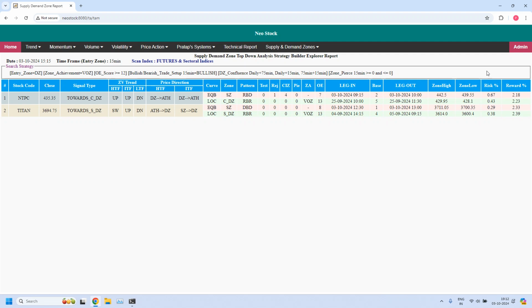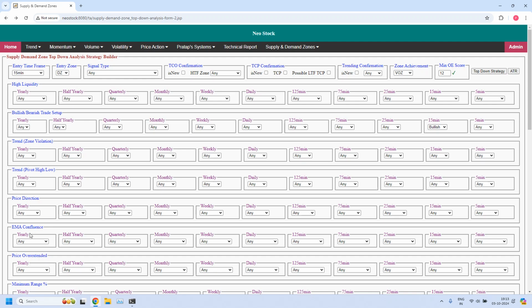2 stocks are filtered. That means the 15 minute zone is part of the 75. Again, both together are part of the daily zone. Only 1 stock is having an uptrend. If this has daily EMA confluence, it could be a high probability setup. Let's verify. In the EMA confluence, daily time frame, daily demand zone with daily EMA confluence. Your daily is an HTF time frame.